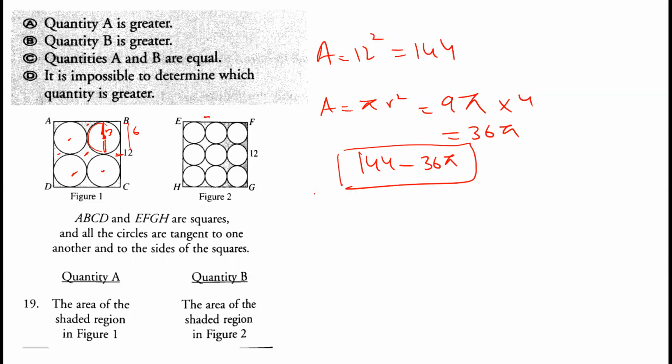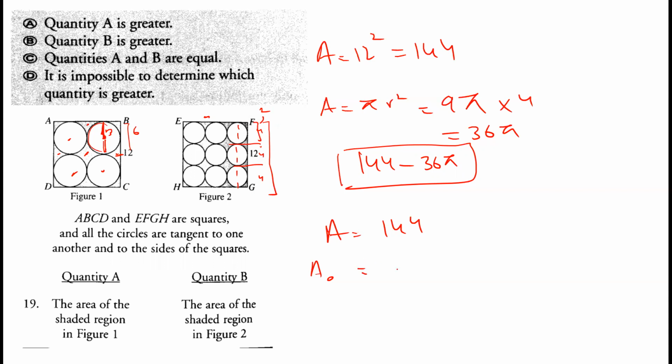Now for this diagram, again the area of the square is 144, and the area of the small circle would be, now this whole thing is 12. Now 1, 2, 3, 4, 5, 6. So each circle, there are 3 circles over here. The diameter for each circle would be 4 and the radius for each circle would be 2.